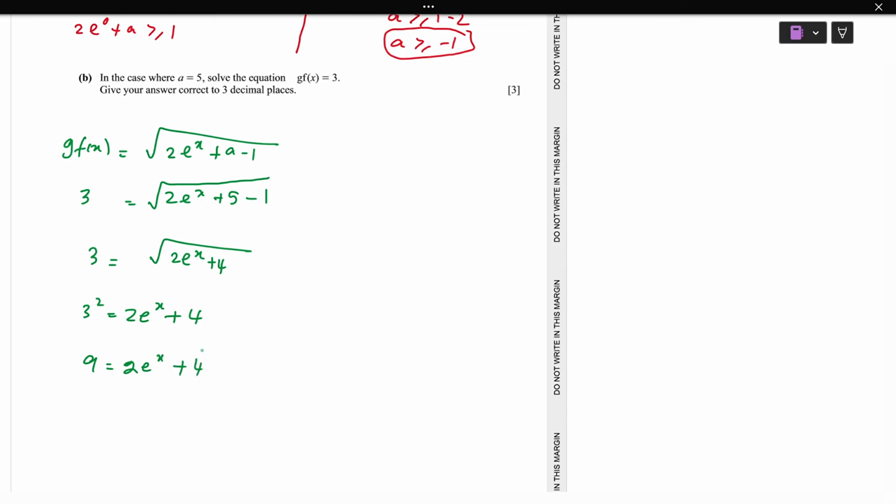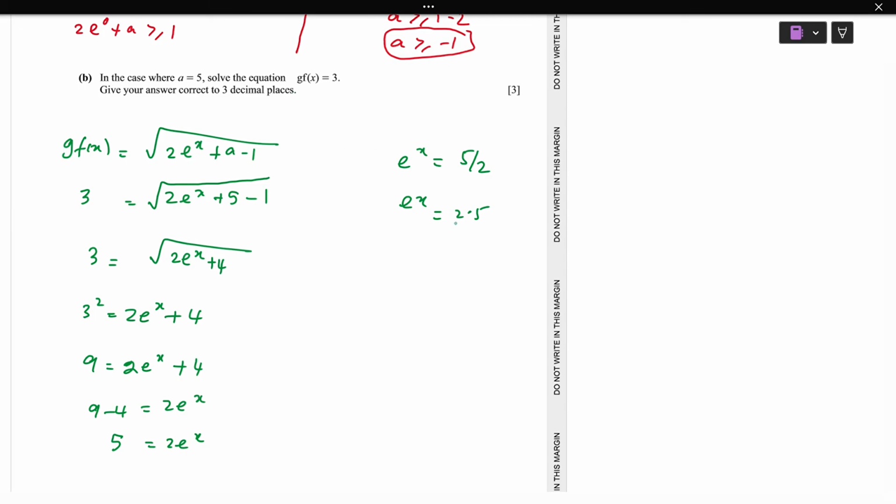I'll bring the 4 here, which is 9 minus 4 equal to 2 into e power x, which is 5 equal to 2 into e power x. So next, e power x equal to 5 by 2. So e power x equal to 2.5. Now I want to remove this. We need to find the value to 3 decimal places.